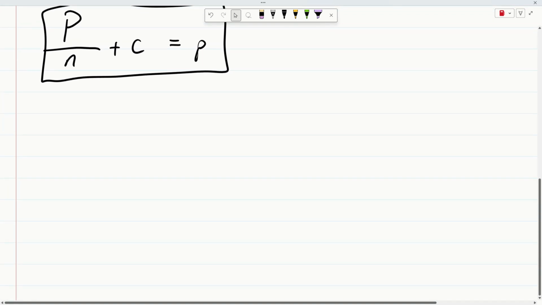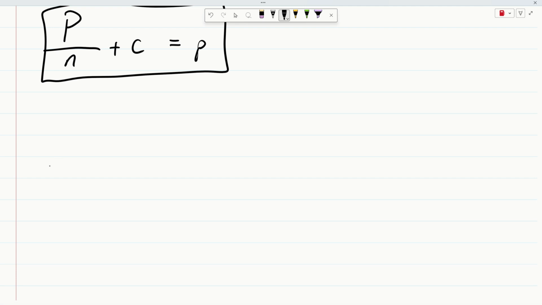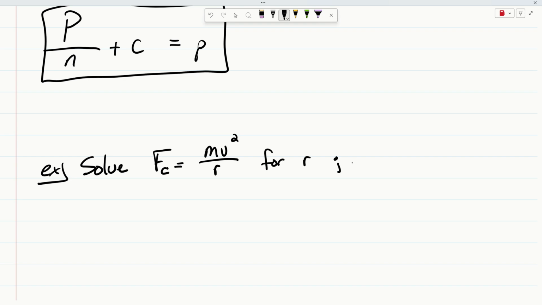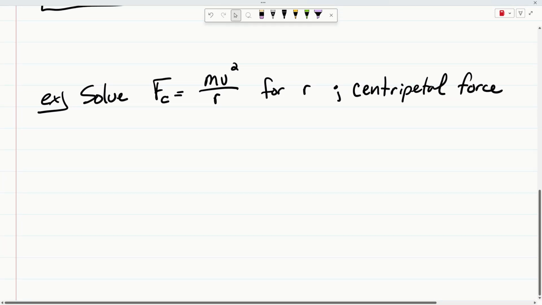So I'll do a couple more examples here. We'll do a relatively simple one. Let's do one from physics class. So how about solve F sub c equals mv squared all over r for r, and this is the centripetal force formula. All right, so we're solving for r, which is down here.